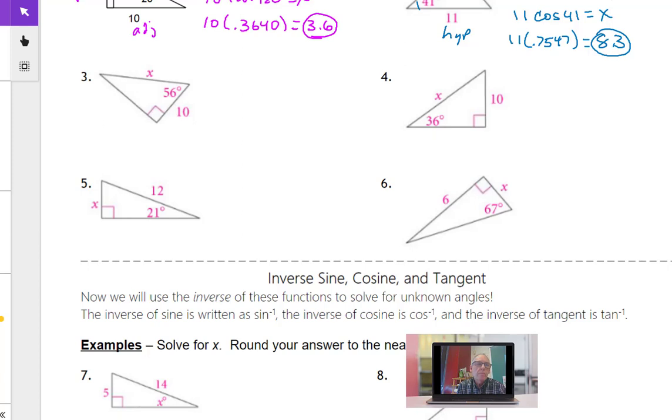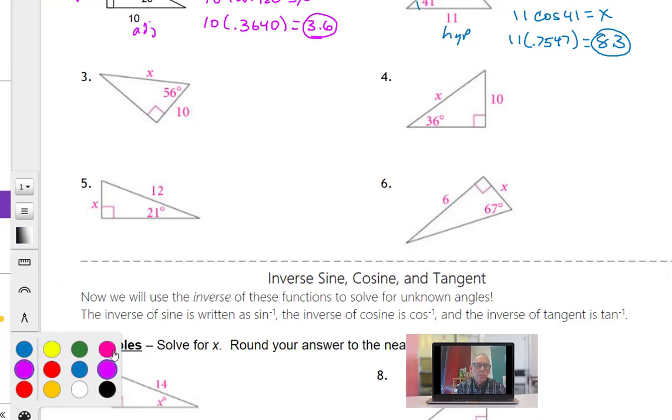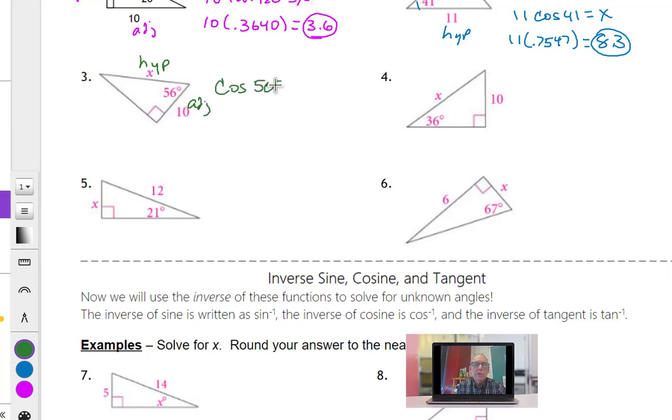Let's look at number 3. We have a hypotenuse, and we have an adjacent side, that's going to be cosine. Cosine 50 is equal to the adjacent, which is 10, over x. Now x is in the denominator, so it's going to take two steps to get it out of the denominator. We're going to multiply both sides by x, so x cosine 50 equals 10. To get x by itself, we need to divide both sides by cosine 50. We get x equals 10 divided by cosine 50.